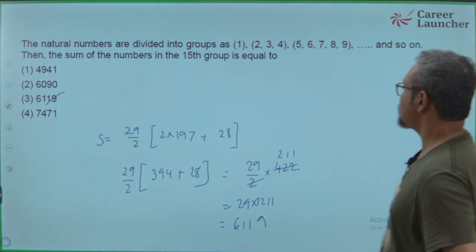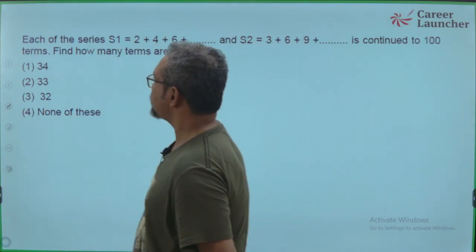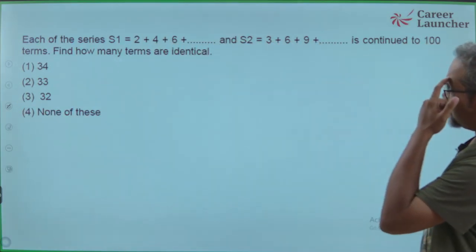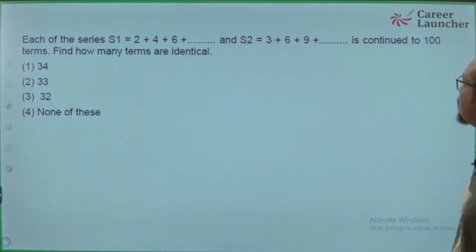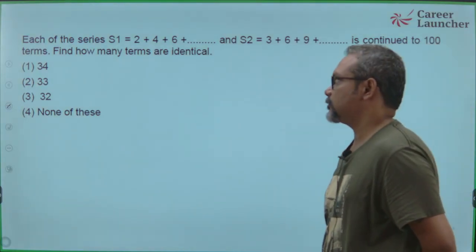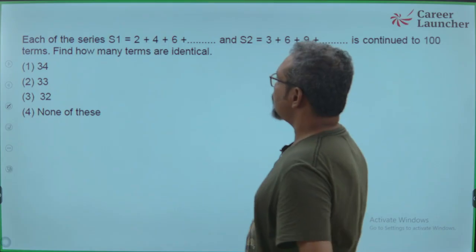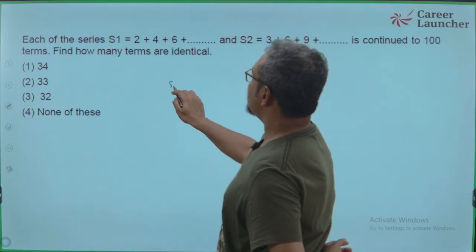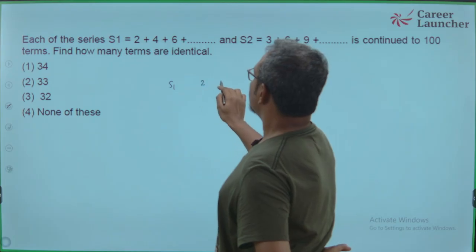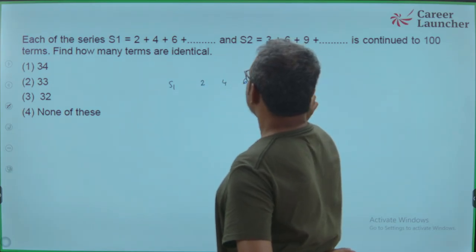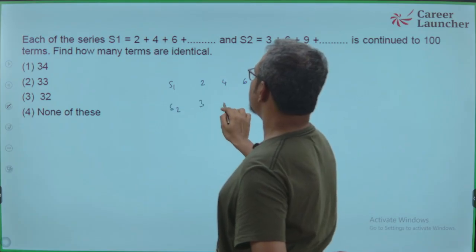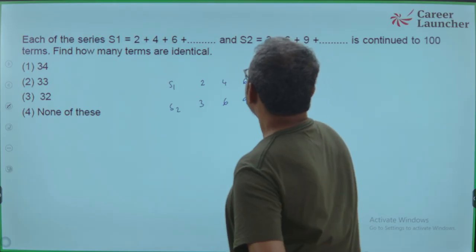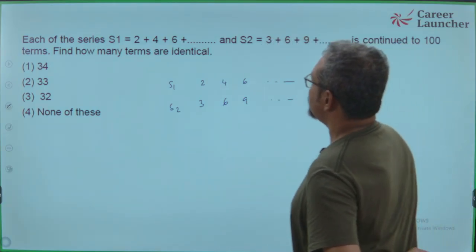Let's go to the next one quickly. So we have the series S1 2, 4, 6 dot dot dot, S2 3, 6, 9 dot dot dot. Both have 100 terms. You have to find how many are common terms, identical terms. Okay. So this also came in CAT. So what is the series S1? 2, 4, 6 dot dot dot. Constant gap of 2. And series 2, 3, 6, 9 dot dot dot. Constant gap of 3. So what's the first common term?